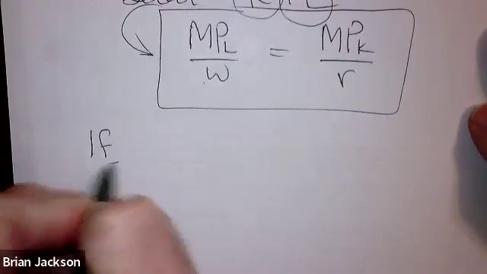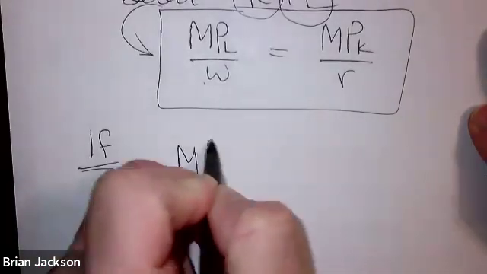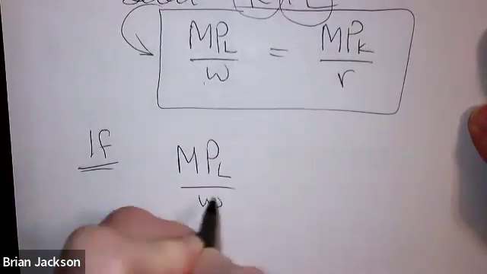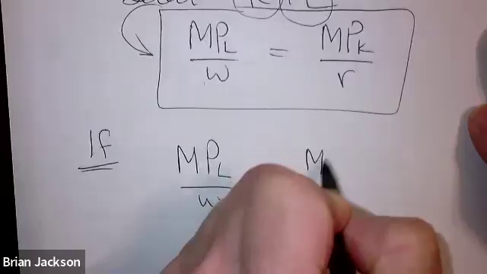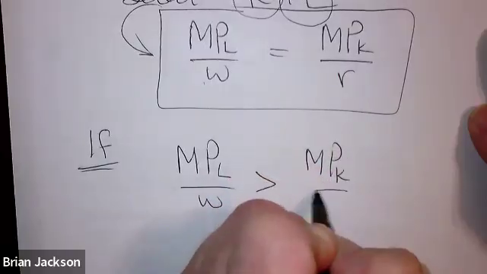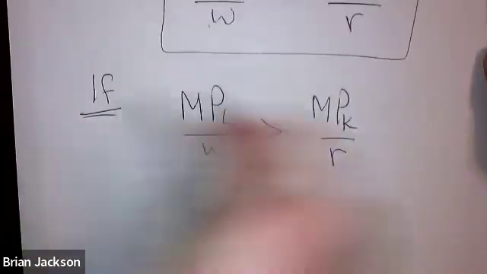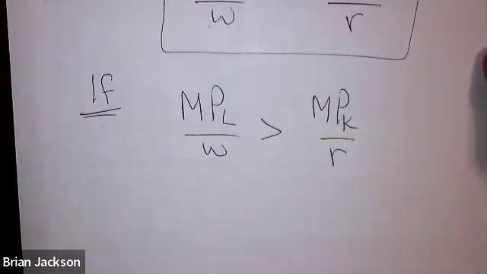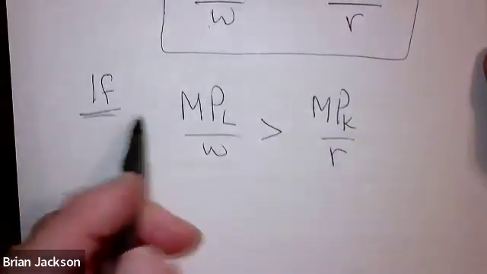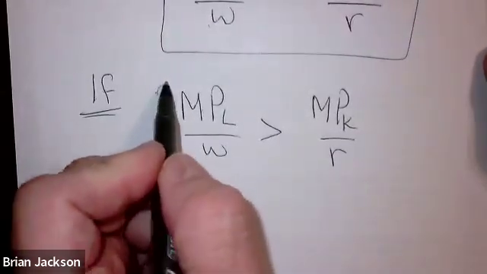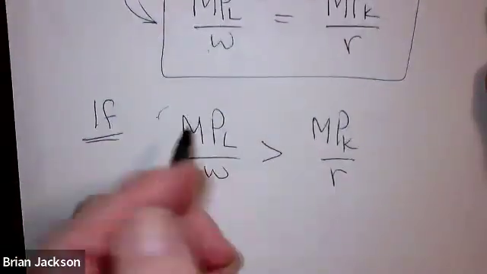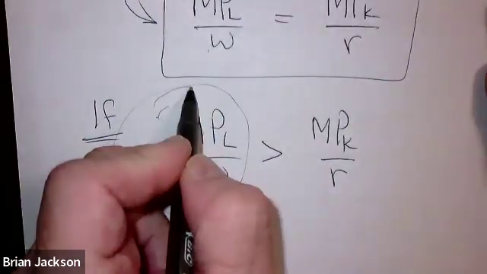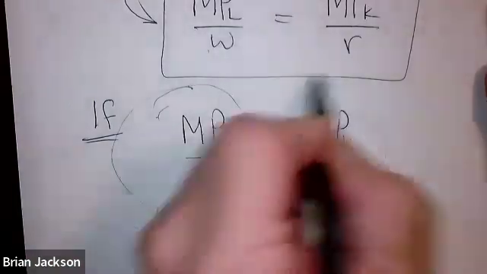But, for instance, if you had a situation where the marginal product of labor over the wage rate were greater than the marginal product of capital over the capital rental rate, then you need to be able to logically figure out what you would do as a manager. To get this equality, you need to drive this fraction down and this fraction up.